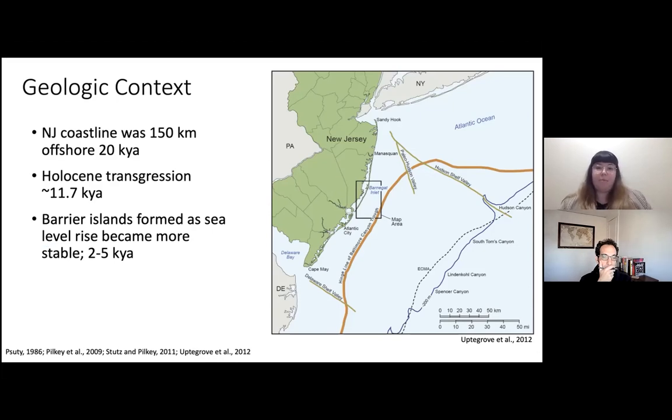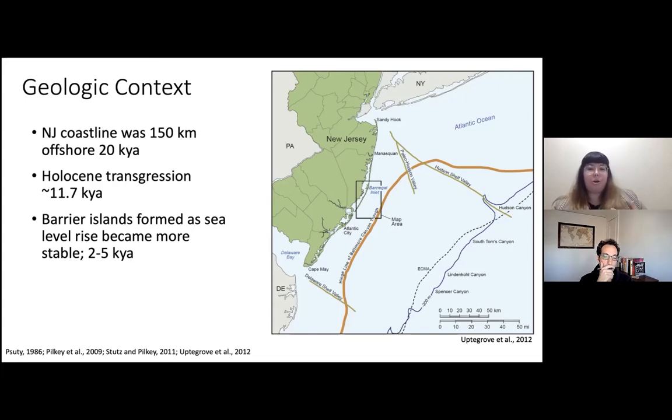Then over time, as sea level was rising during the Holocene transgression, sea level was still rising, but it stabilized a bit, and the barrier islands that we know today along the Jersey Shore formed a few thousand years ago.